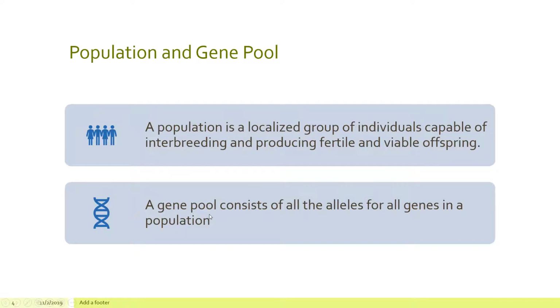The next one is gene pool. So gene pool is when we're looking at a single population of species, we're looking at all the alleles and all the genes in that population. And we'll dive into this a lot more. Just understand that the gene pool is all the alleles and the genes in the population.